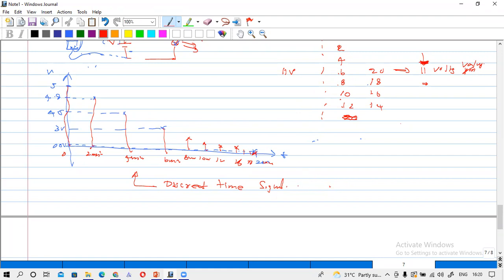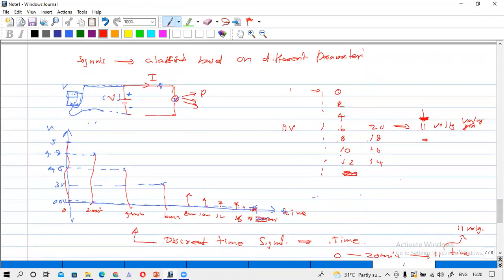And why do we call this discrete time? If we consider the time from 0 to 20 minutes, I have only 11 time values. For these 11 time values I have corresponding 11 voltage values. So I have 11 time values, 1 2 3 4 5 6 7 8 9 10 11.